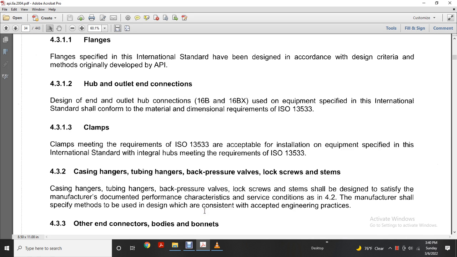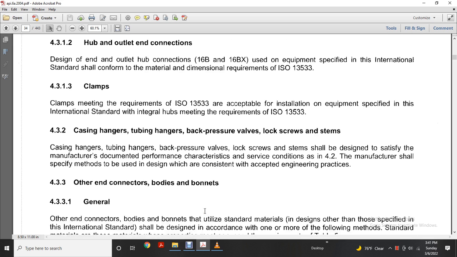Casing and tubing hangers, back pressure valve, lock screws, and stems. Casing hangers, tubing hangers with the back pressure valve, locking screws, and stems shall be designed to satisfy the manufacturer's documented performance characteristics of the condition, as in 4.2. The manufacturer shall specify the methods used in the design, consistent with acceptable engineering practices.